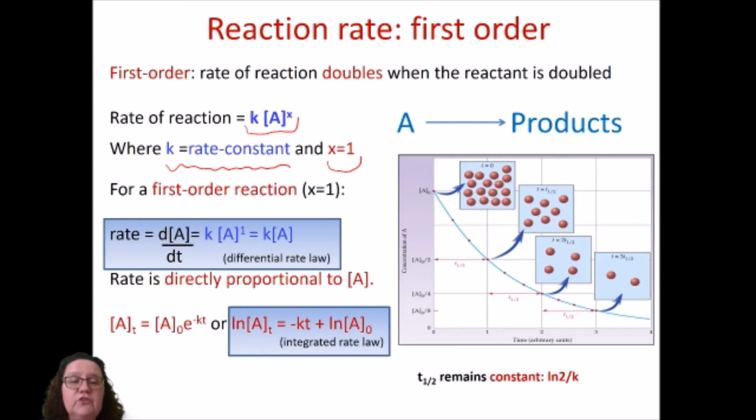So if we differentiate the rate, the differential of concentration A with respect to t, we come up with the differential rate law, in which the rate is directly proportional to the concentration of the chemical. And you can write this in this exponential form, or you can write it as an integrated rate law using natural logarithms, and you come up with this expression.